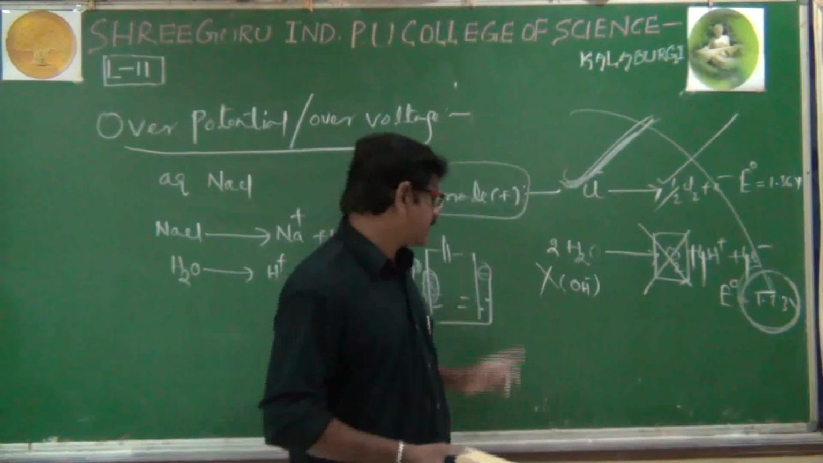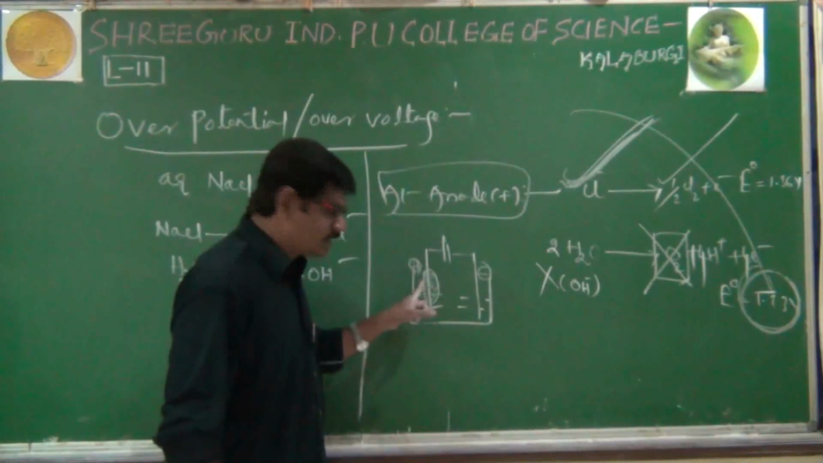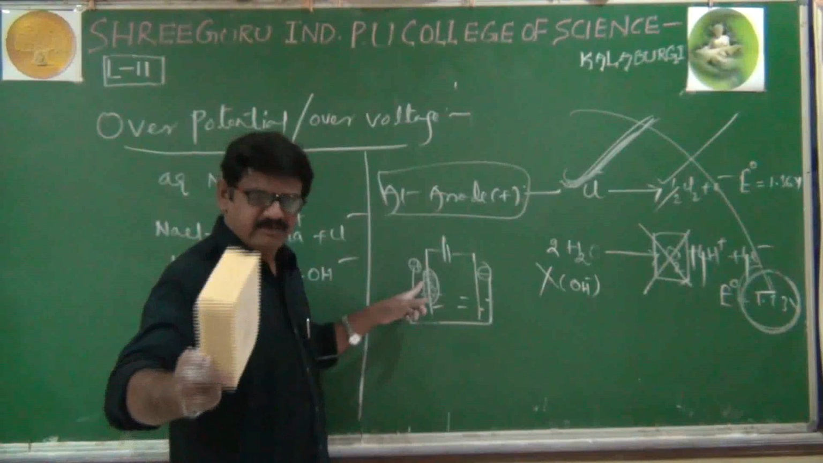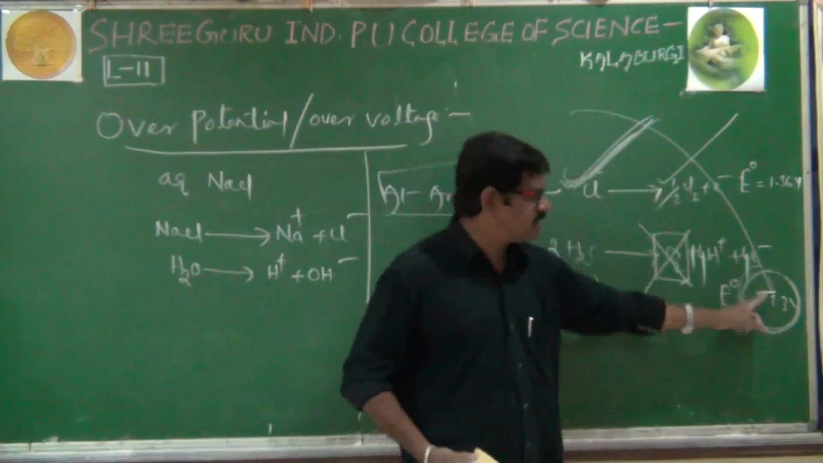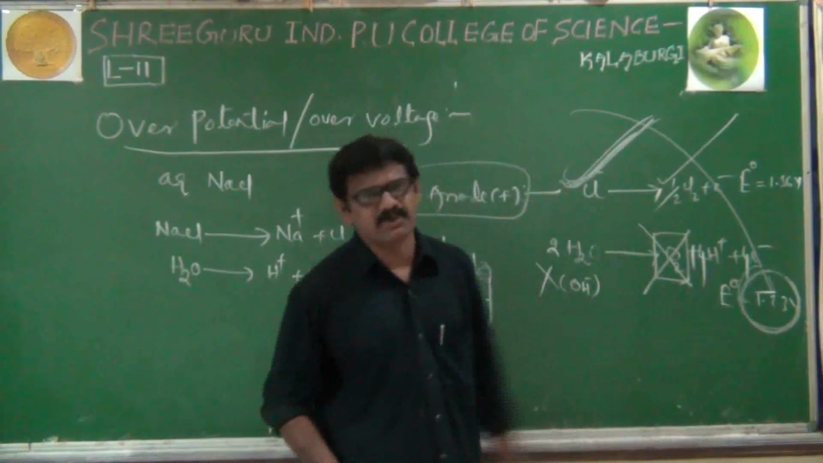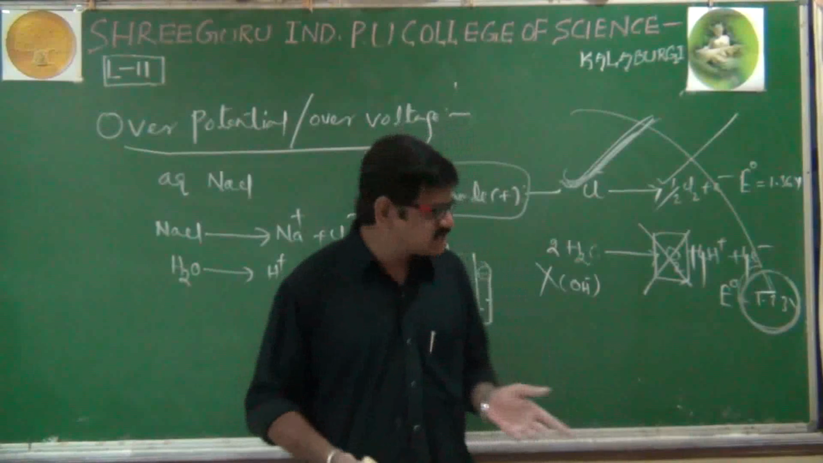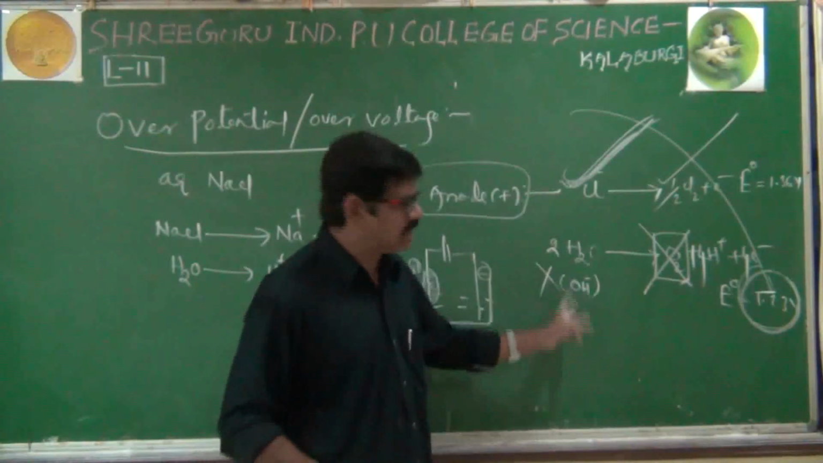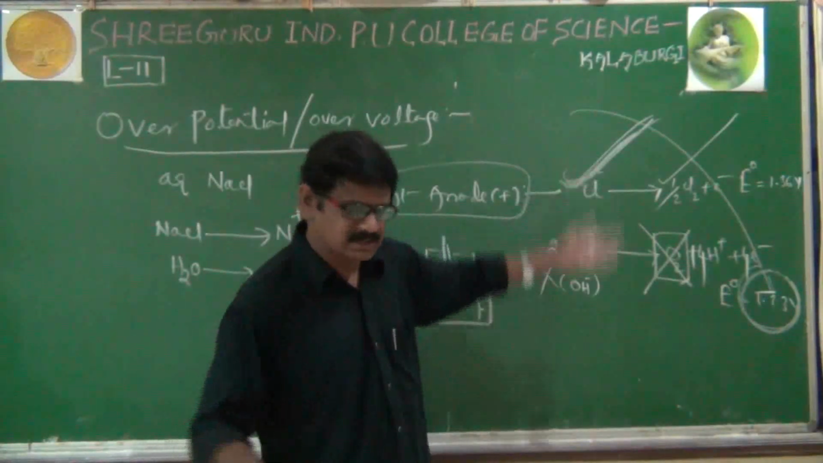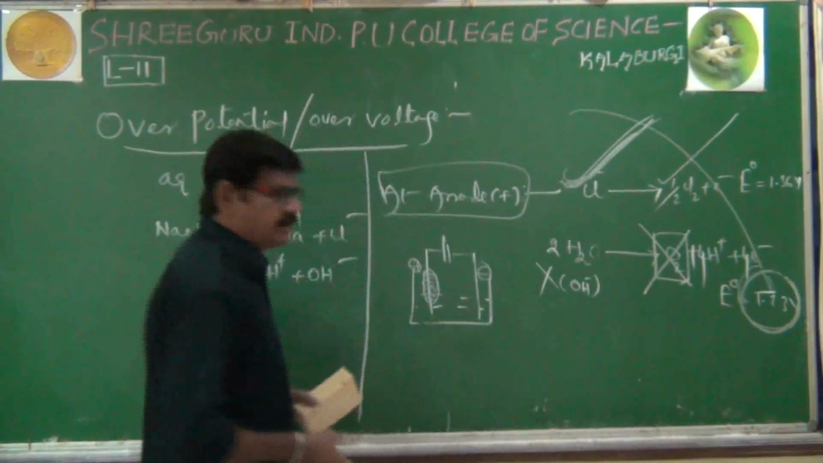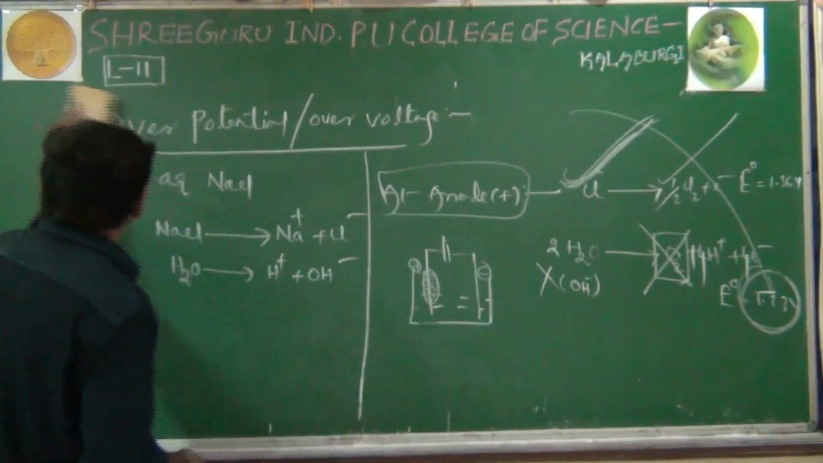But here what happened? When a layer of gas has formed, that layer will prevent further oxidation. That's why for further oxidation, some extra potential we have to supply. That extra potential itself is called as over potential or over voltage. That's why instead of OH minus ion, Cl minus ion is undergoing oxidation. That's all. Right. Now we'll start with Faraday's first law.